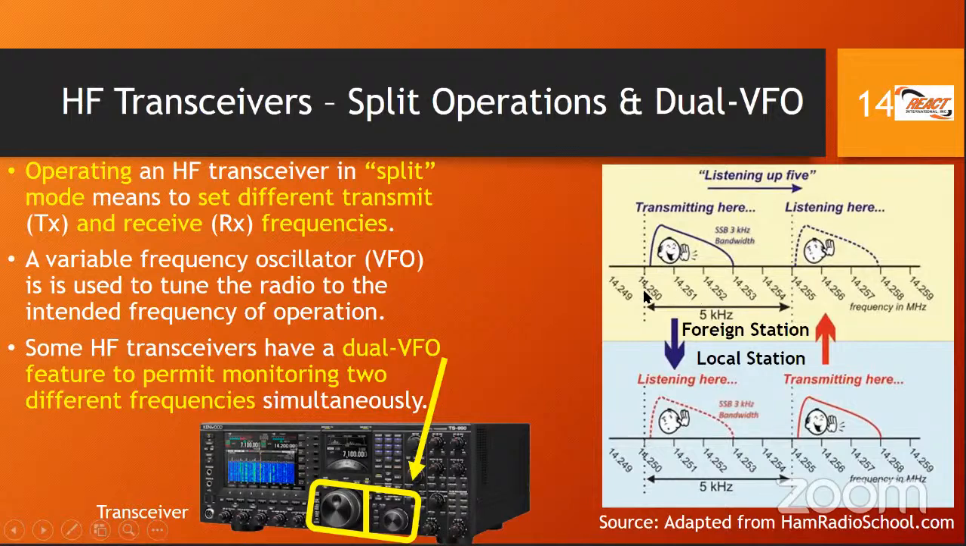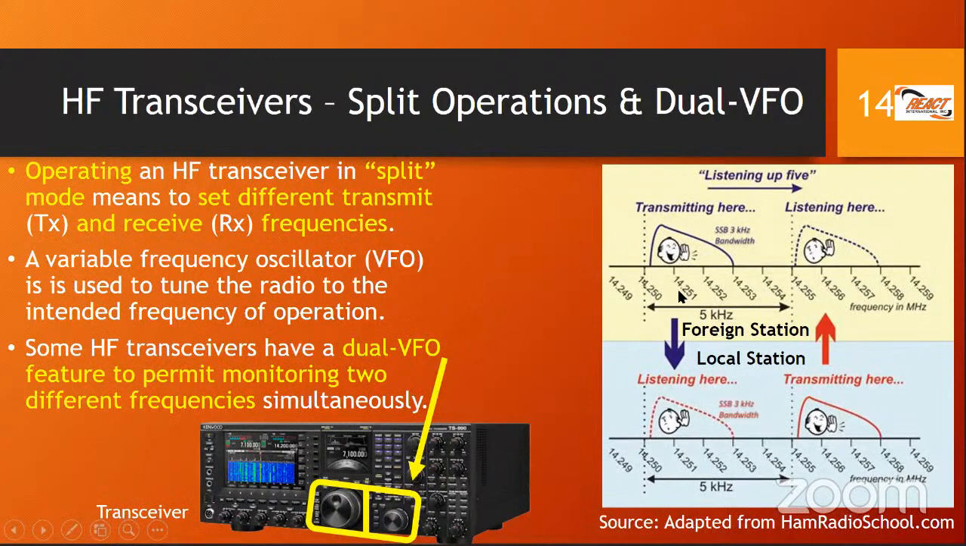So for example, the foreign station might be transmitting on 14.250. They'll say, okay, calling CQ. But when you answer them, you have to respond to them on 14.255. You don't transmit on the same frequency that they transmitted on.